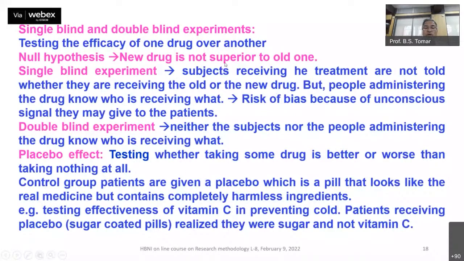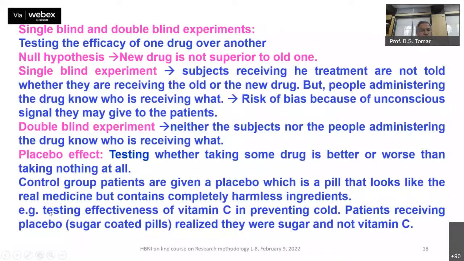Here we were comparing two drugs, but consider vaccines. When vaccines are being tested for their efficacy, some people are given the vaccine, and some people are given a placebo. So the control group patients are given a placebo. A placebo is like a pill, if you are testing a drug, then the people in the control group are given a pill which is not medicine. It's not a real medicine. It is some other pill, some harmless ingredient. So that is called the placebo effect.